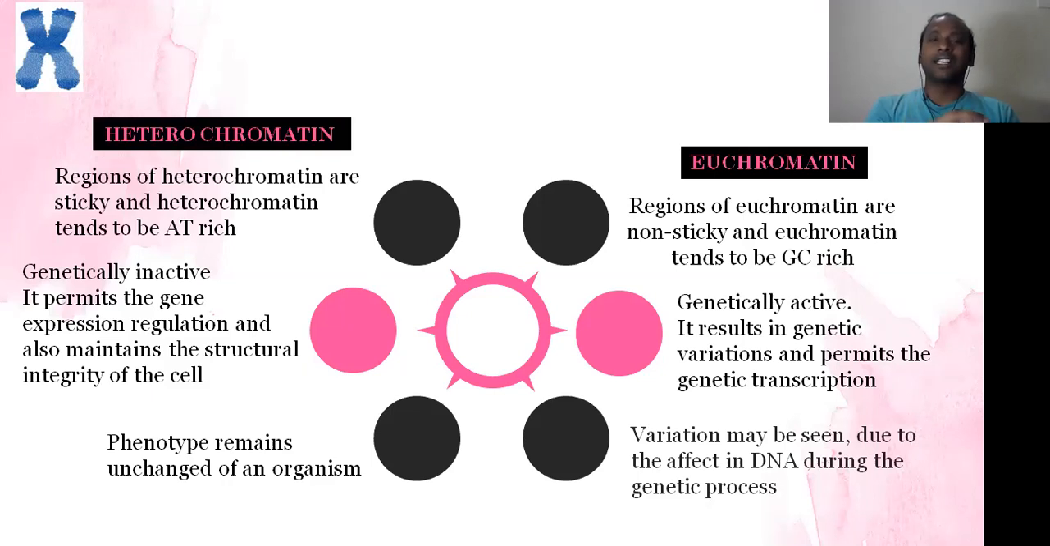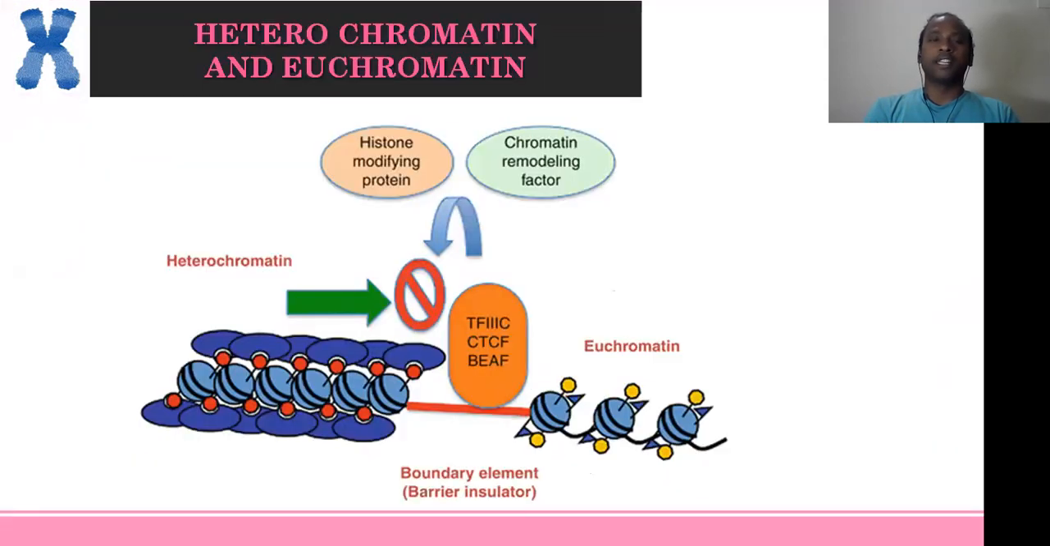So this is not related with the phenotype, and this can be related with the phenotype, because there is a change in the genotype. Definitely that can be reflected in the phenotype, right? So these are some of the advanced differences between heterochromatin and euchromatin.